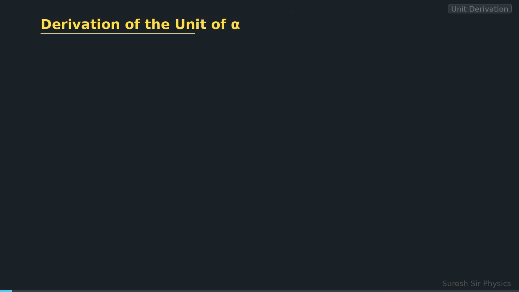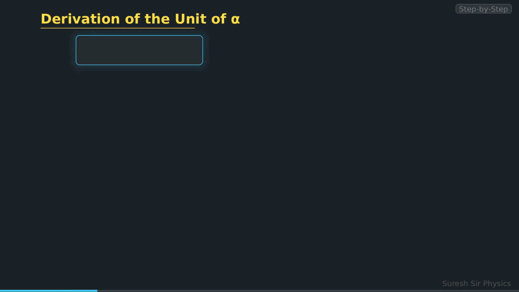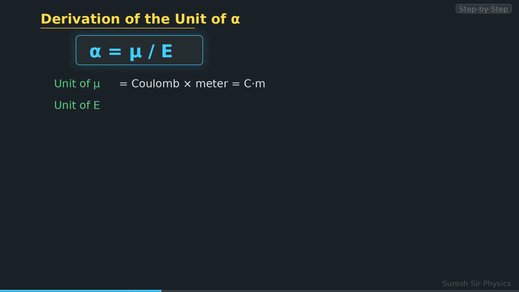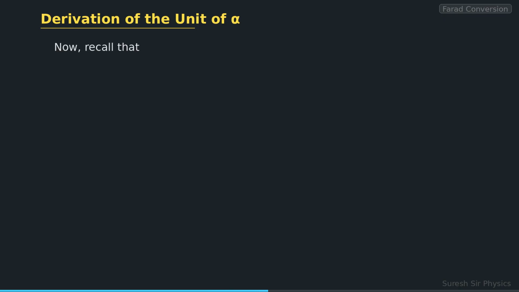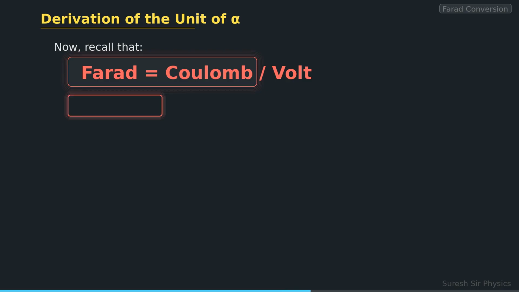Now we will see the derivation of the units of alpha. Units of alpha are farad meter squared. Starting from the defining relation, we solve for alpha. Step-by-step unit derivation. Alpha equals mu over E. Unit of induced dipole moment: mu equals coulomb times meter. Unit of electric field: E equals volt per meter. Therefore, alpha equals C times m over volt per meter, equals C times m times meter per volt, equals C times meter squared over V, equals C times meter squared times volts to the power of minus 1.